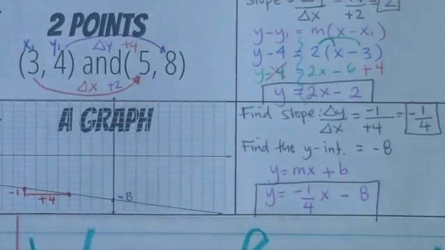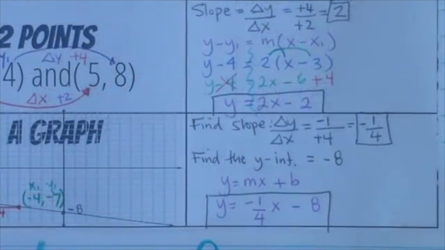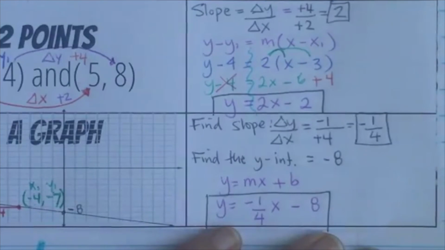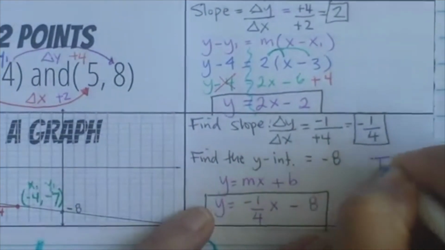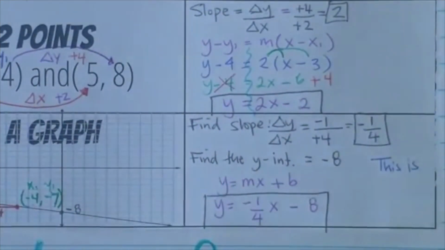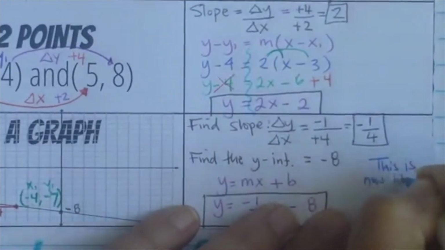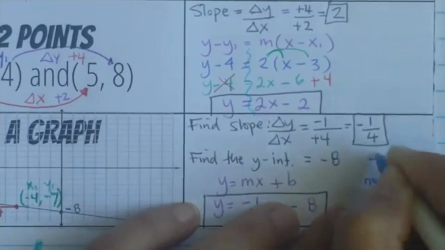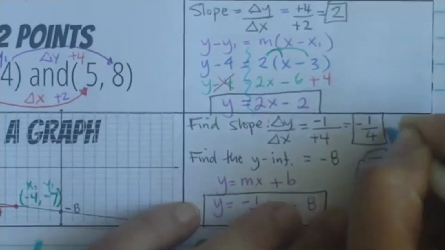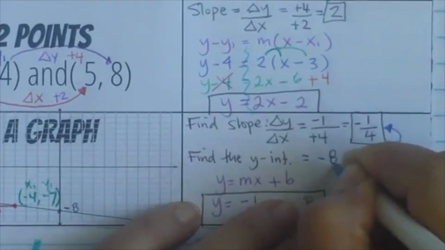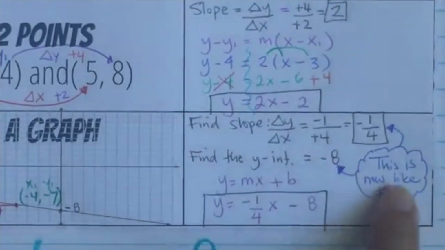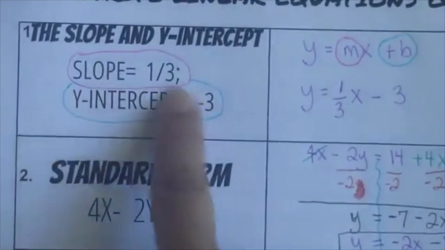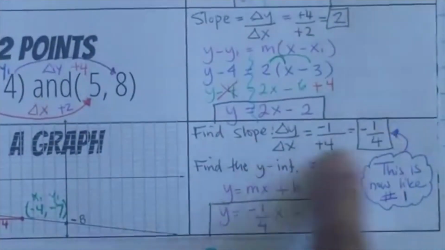This is a listening check. Put a box around the graph on the left hand side. A graph, put a box around it. So this is just like number 1 because you're given a slope and a y-intercept. This is just like the very first one that we did because you're given the slope and the y-intercept. This is a listening check. Go ahead and color in that bubble. This is now like number 1.